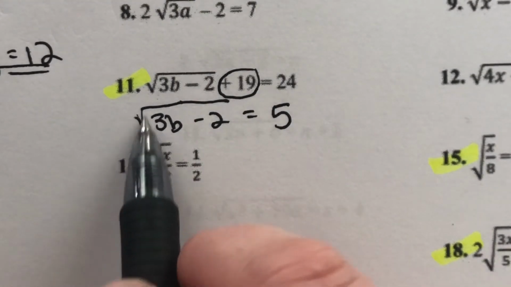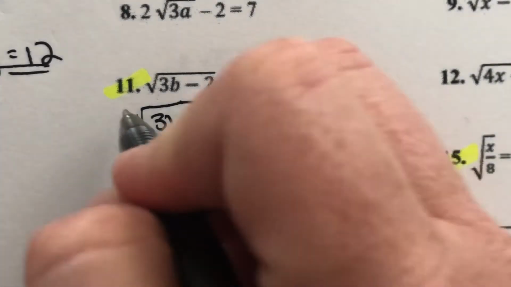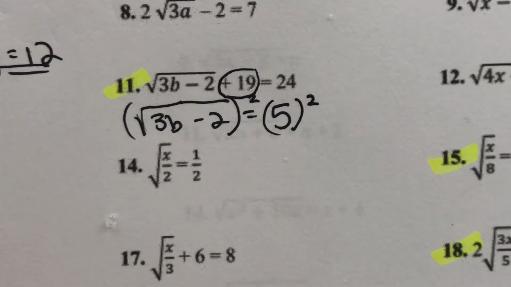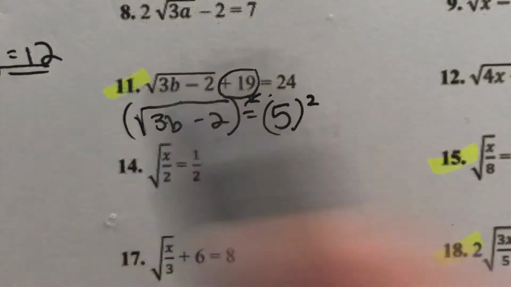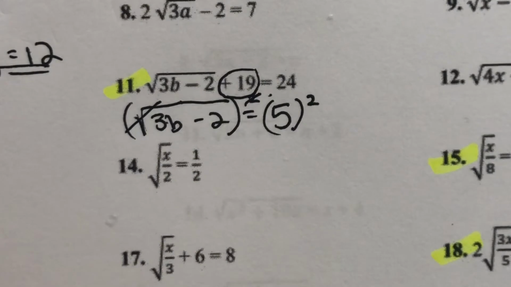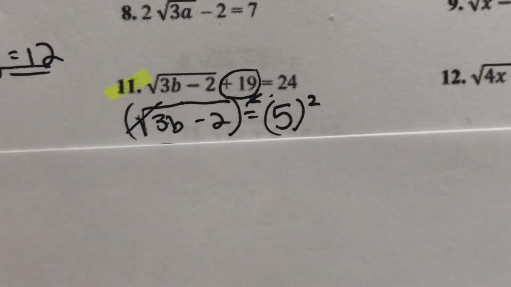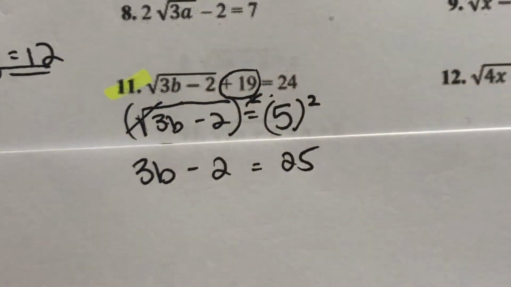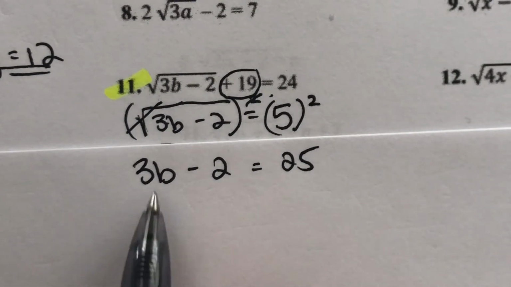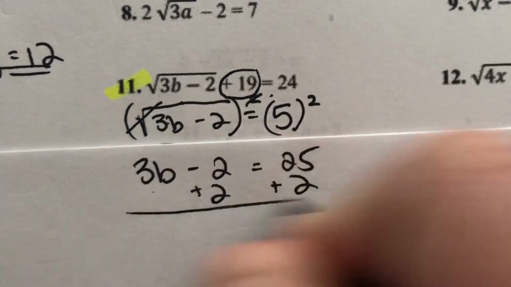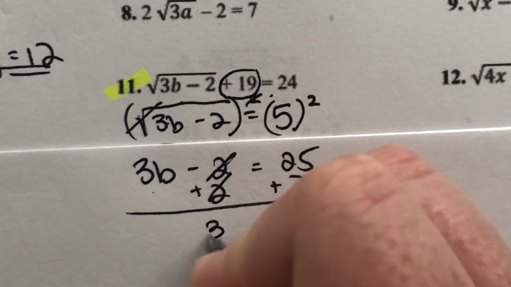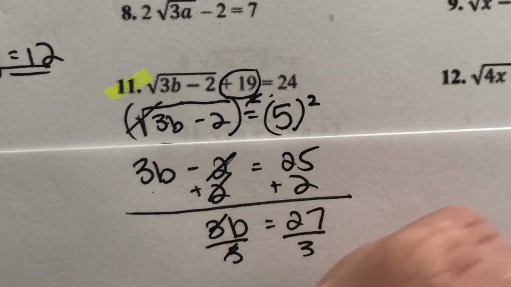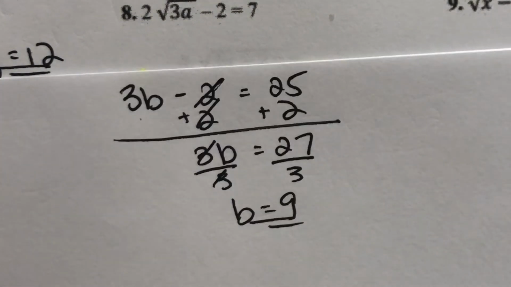Okay, now I've got nothing around the radical, so I can cancel the radical sign out by squaring that whole side and squaring that whole side. And squaring a radical does nothing. The numbers don't change. We just cancel that sign out. So I'm going to be left with 3b minus 2 equals 25. And now this is just a regular algebraic equation that I can solve for b. So I'm going to add 2 to both sides, and I'm going to get 3b equals 27. Then I can divide both sides by 3, and b will equal 9.